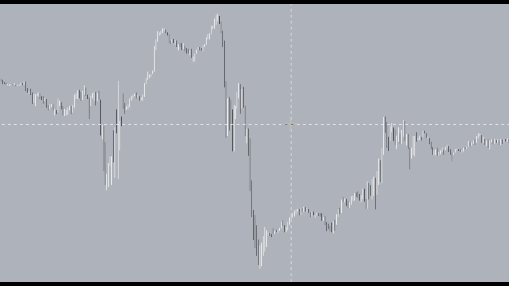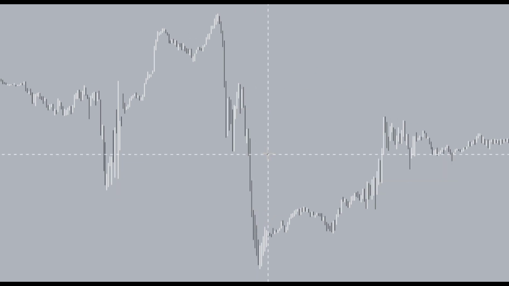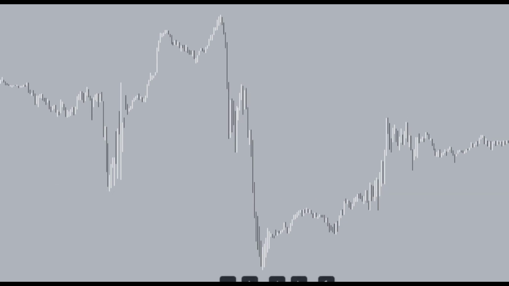Here we have the US 500, or the S&P 500 chart in front of us. I'm going to be going over a quick case study from a trade that could have been taken, or the trade that I did take myself last week on Friday. The time of recording this is Monday the 27th. Again, this is the 15-minute time frame.